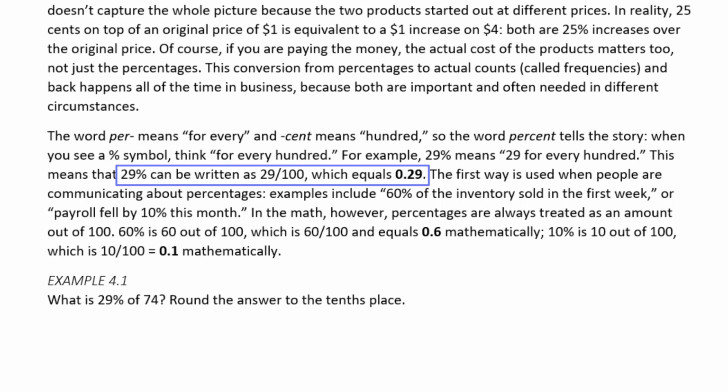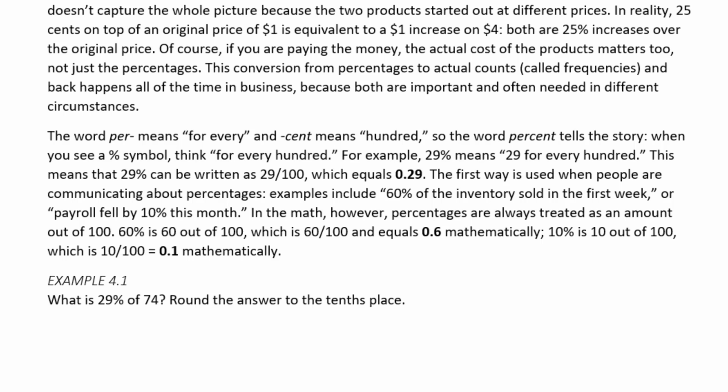If you put that into your calculator, or you realize that dividing by 100 means you have to move the decimal on the 29 to the left, you get 0.29. So the first way, for example, 29%, is used when people are communicating about percentages. So people might say 60% of the inventory sold in the first week, or payroll fell by 10% this month.